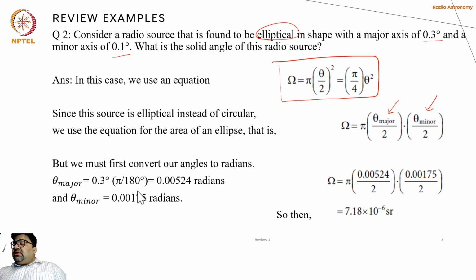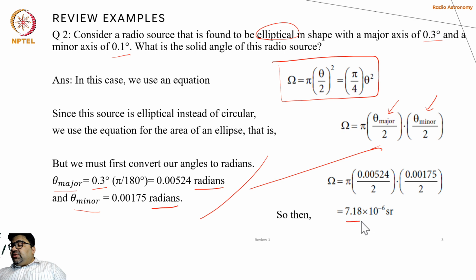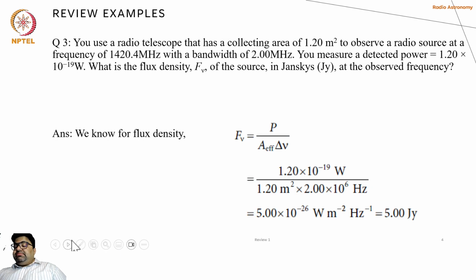Now we have been given theta major and theta minor, that is 0.3 degree and 0.1 degree. Now what we will do is convert the degrees into radians. That's what we have done here. Once you put that into this expression, you finally get that omega, the solid angle, is given by 7.18 times 10 to the power minus 6 steradian. Again, a very simple problem.